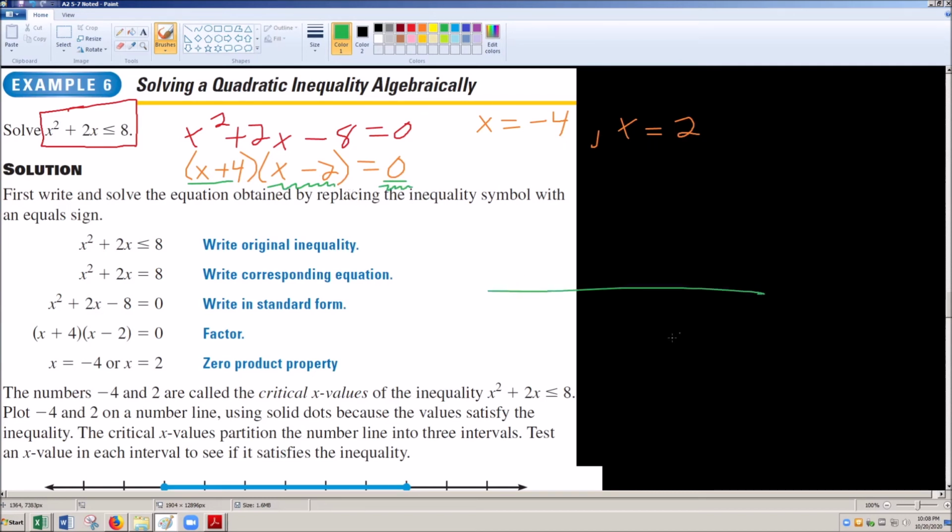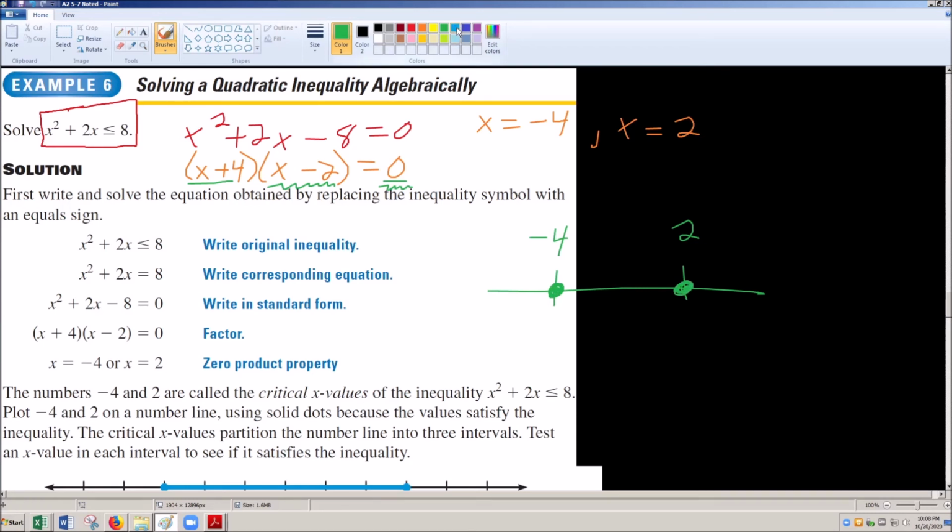So I draw my number line. I have a critical point at 2 and a critical point at -4. This was a less than or equal to, so instead of open circles, these are going to be filled in circles. I've got a filled in circle there and a filled in circle there, and I'm just trying to figure out, is it between or on the outside?